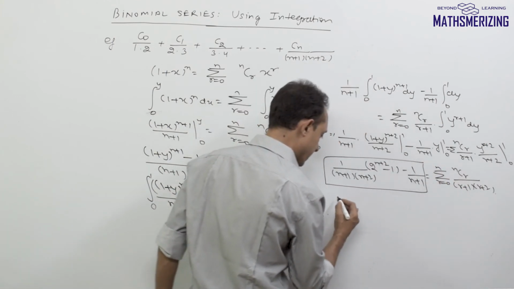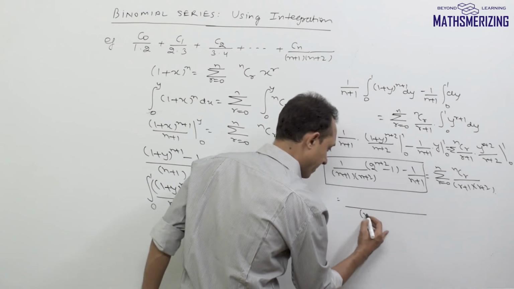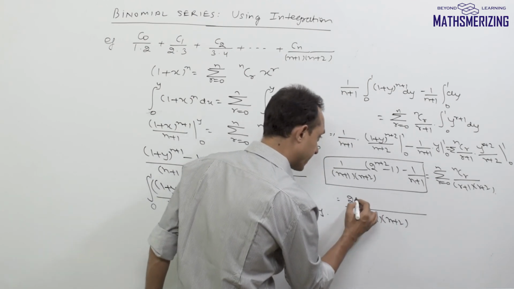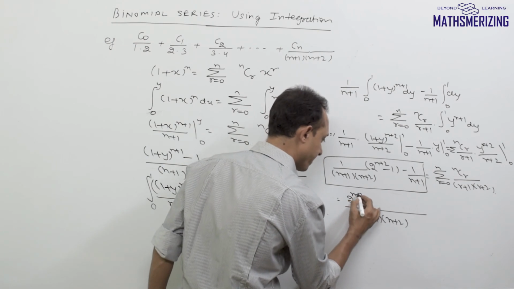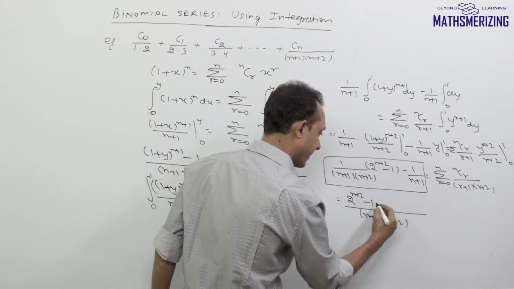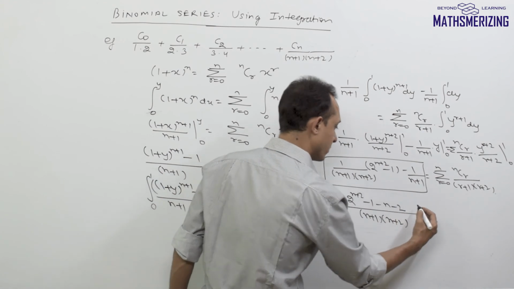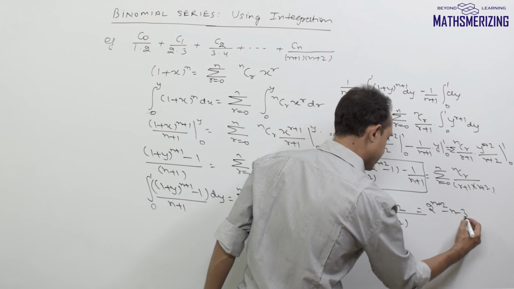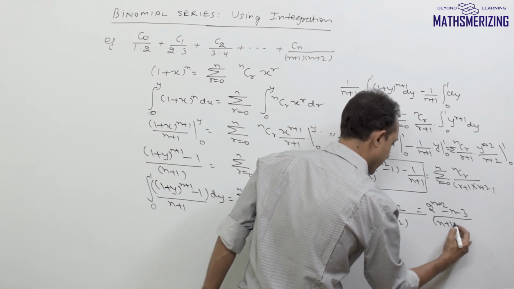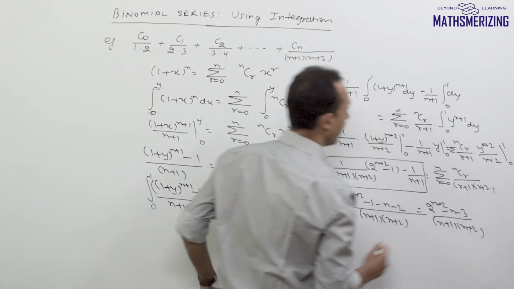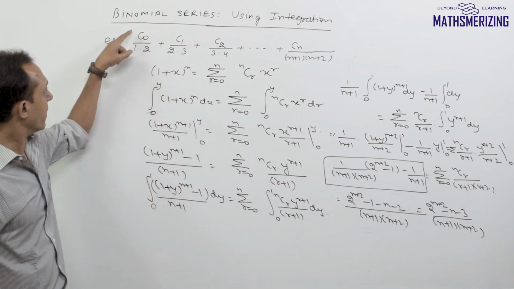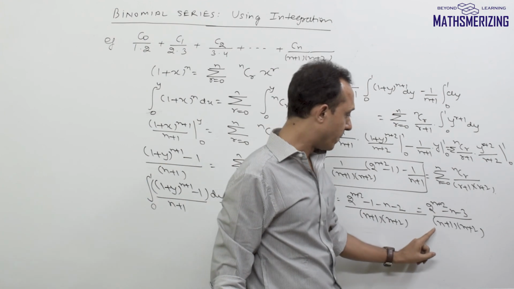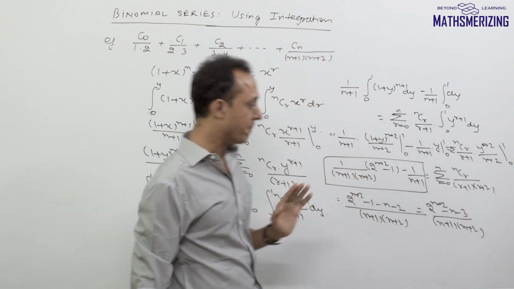So I'll simplify it also. I'll take (n plus 1)(n plus 2) common. So I can write it as 2 to the power n plus 2 minus 1, and then minus n minus 2. So it will be 2 to the power n plus 2 minus n minus 3 upon (n plus 1) into (n plus 2). So the result of this series is 2 to the power n plus 2 minus n minus 3 upon (n plus 1) into (n plus 2).